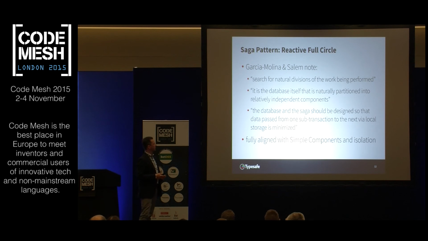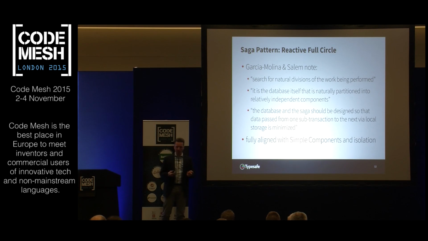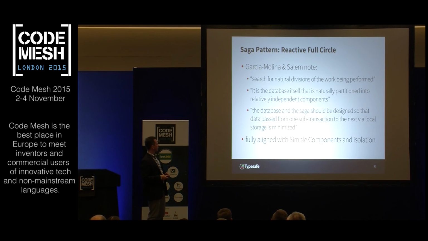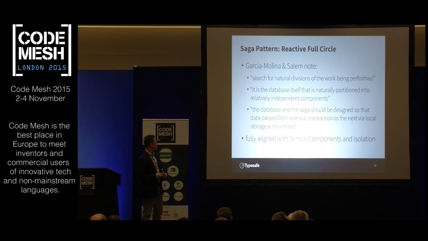The interesting thing here is, when I read this paper, it felt really like reactive going back full circle. Search for natural divisions of the work being performed. That's the single responsibility principle. It is the database itself that is naturally partitioned into relatively independent components. These are microservices that own their data exclusively. So I felt reminded of many of the things that we're talking about now in a paper from '87, which kind of makes it feel good.